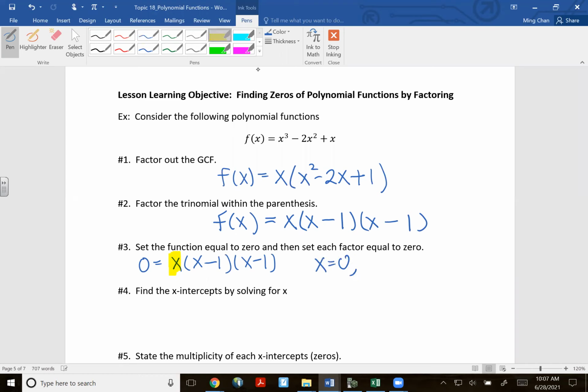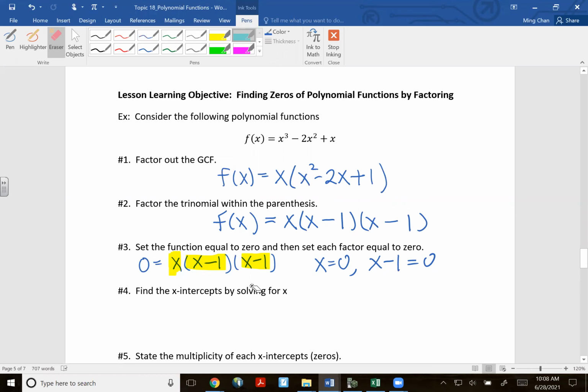These two x minus one factors are exactly the same, so I just need to do one of them. That would just be set one of the two x minus one equal to zero. Solve for x, so move the negative one over. Oh, well, that's the next step. This step just wants you to set each factor equal to zero.